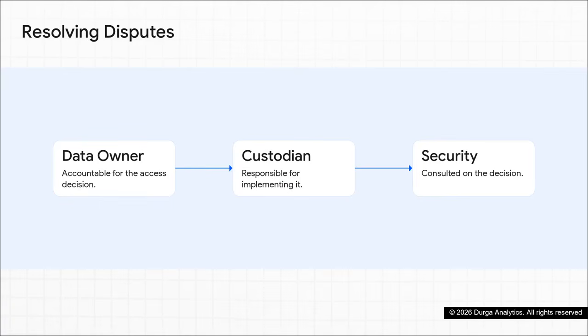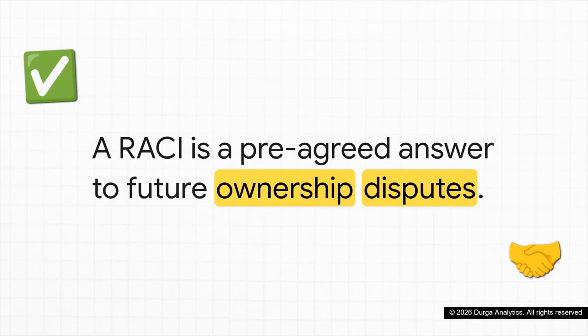The data owner is accountable for the access decision. The custodian is responsible for actually provisioning that access in the system. And security? They're simply consulted to make sure the protocols are met. Boom. That dispute is entirely dissolved in about 30 seconds. So the crucial takeaway here is exactly this. A RACI is simply a pre-agreed answer to future arguments.